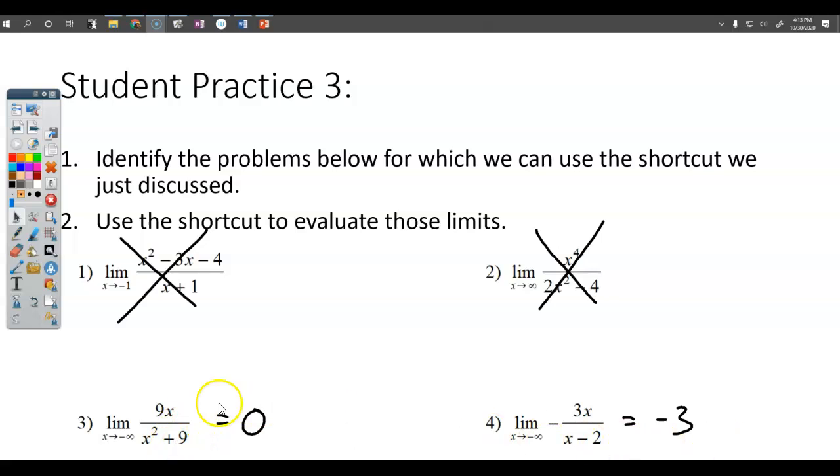Now, they work on the bottom here. So for this one, since the power on top is less than the power on the bottom, it equals 0. And for this one, since the power on top is equal to the power on the bottom, it's just the ratio of their coefficients. So negative 3 over 1, which is negative 3. The example I wish I would have put up here would have been one that looks like this.